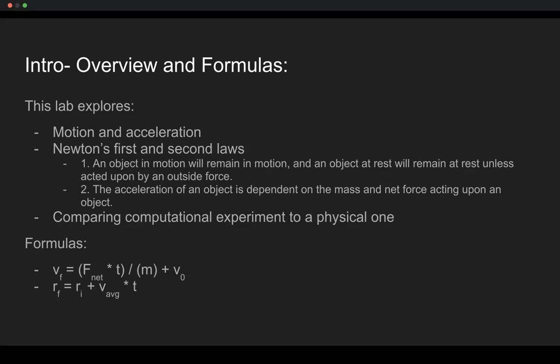With that, the lab was also comparing a computational experiment to a physical one. One we used via GlowScript, which is just basic Python, and then a physical lab that I completed myself. The main two formulas we needed were the velocity update formula and the position update formula, which are these two down here. Vf equals force times time divided by mass, plus the initial velocity. And the position one is the final position equals the initial position plus average velocity times delta t.